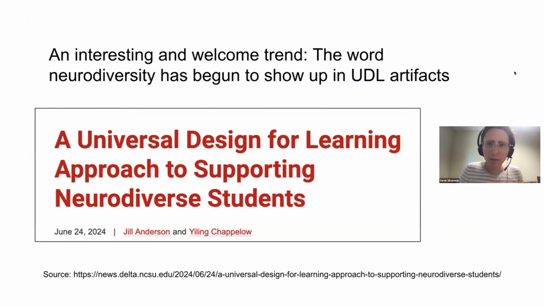Okay, so I have some little artifacts to share. I have noticed an interesting and welcome trend. Welcome to me. The word neurodiversity has begun to show up in UDL artifacts from around higher ed. So I took a couple screenshots of different sites that I was just able to find through Google. This was from North Carolina State University, and it's a screenshot of a webpage that says, a universal design for learning approach to supporting neurodiverse students. It's a news article from their campus news service, and they're reporting on some faculty activities.